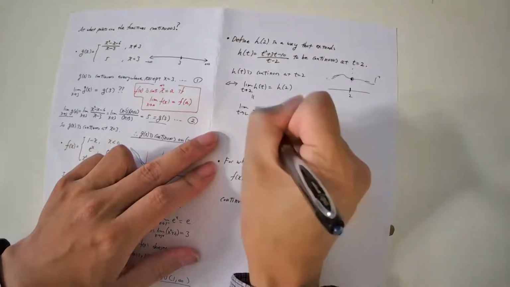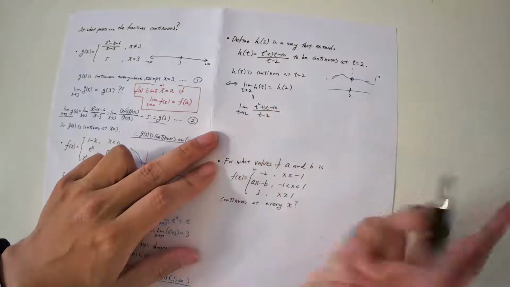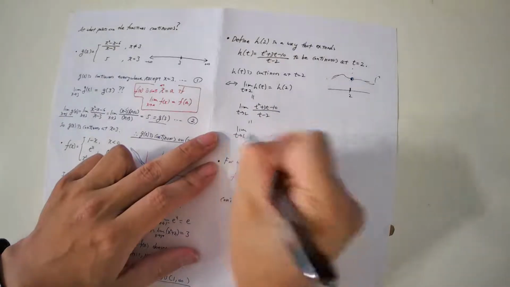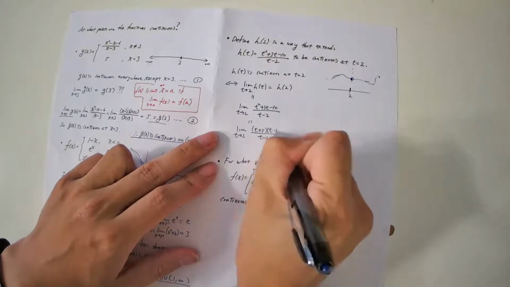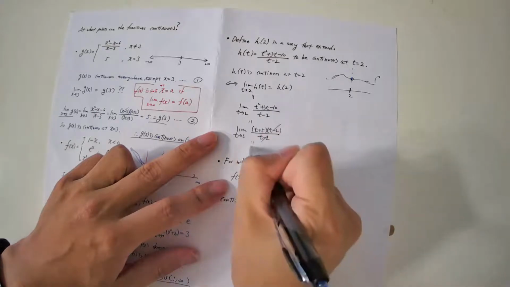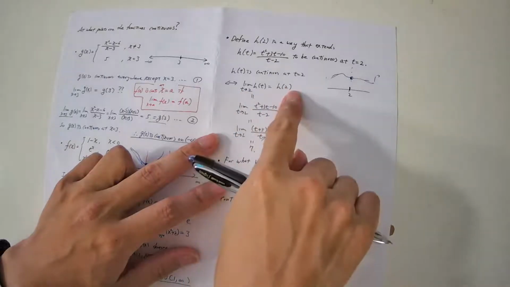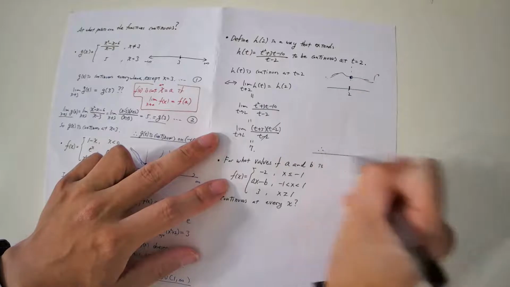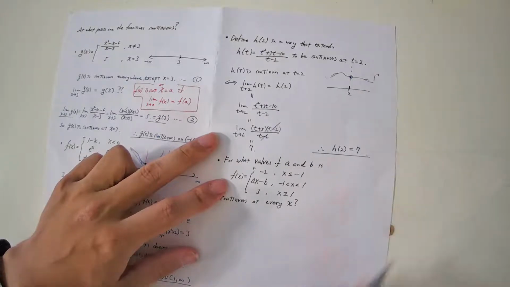So the limit of this one is what? This is 0 over 0, so you can reduce the fraction by factoring like this, and reduce the fraction and take the limit, you're going to get 7. So this must be equal to this, but this is equal to 7. So the conclusion is, let's define h of 2 as 7.